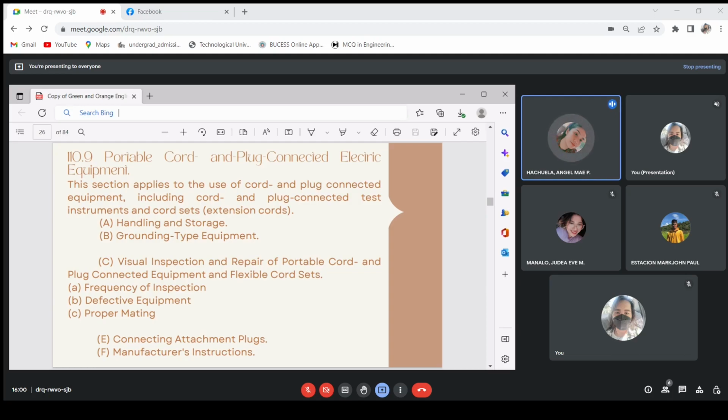Letter B is the defective equipment. If there is a defect or evidence of damage that might expose an employee to injury, the defective or damaged item shall be removed from service. No employee shall use it until a person qualified to perform the repairs and tests necessary to render the equipment safe has done so.